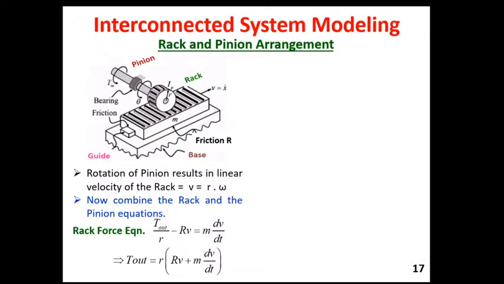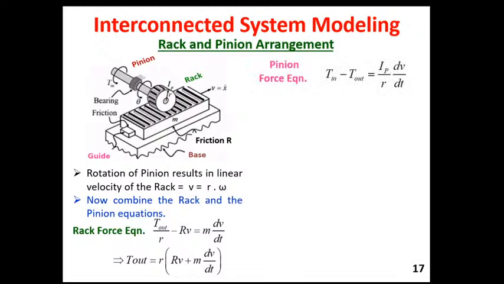Similarly, if we do a little bit of calculation, we take the RV to the right side and multiply with R. So what we are finding is T out. T out is the output torque from the pinion, equal to R into RV plus m dV by dt. So the bottom equation is nothing but a rearrangement.